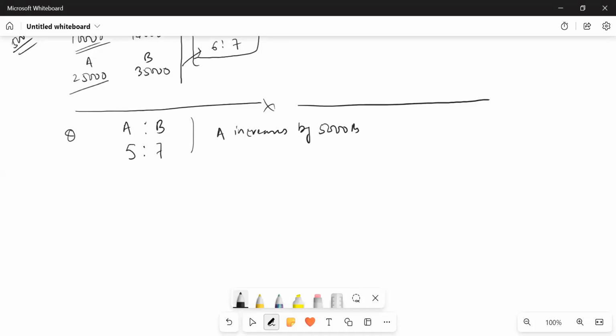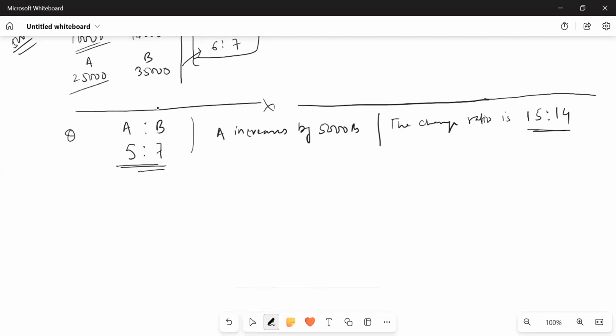A increases by 5,000 rupees, and the changed ratio is given. The changed ratio is 15 is to 14, sorry, 15 is to 14. So now the initial ratio is there, the final ratio is there, and now you also know that the change in ratio was there.